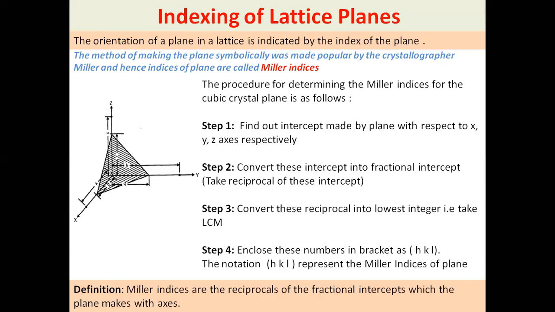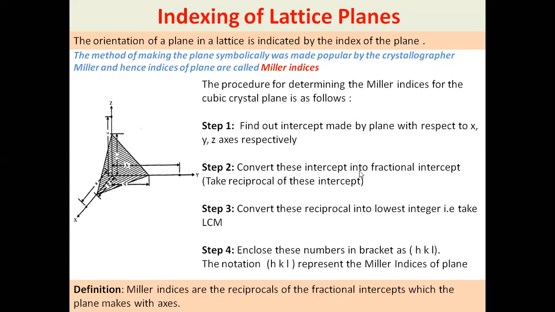What is the procedure to determine the Miller indices for the given plane? In step 1, find the intercepts made by the plane with respect to the x, y, and z axes respectively. In this diagram, the intercept in the x direction is p, in the y direction is q, and in the z direction is r.